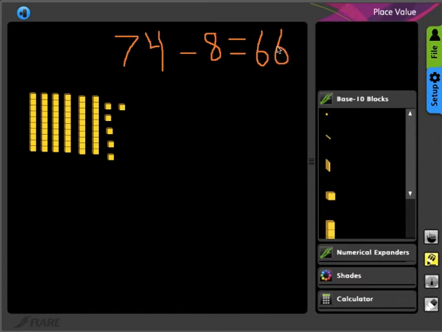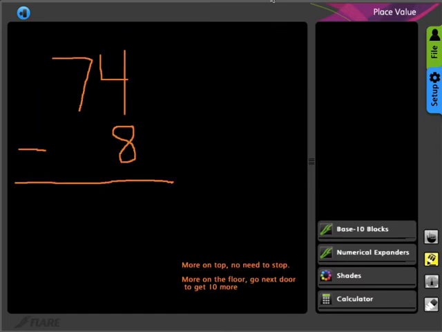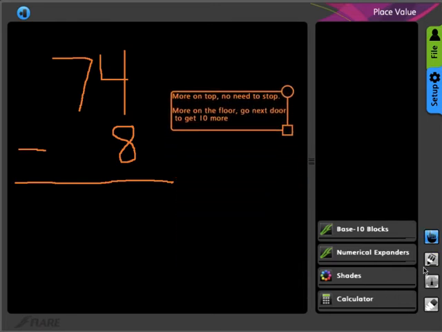I know though, a lot of us have liked to use the strategy where we write it vertically, so up and down. Now I'm going to give you a chance to solve it that way. There's a little rhyme I want you to remember to be able to solve these problems. Okay? The rhyme is more on the top, no need to stop. More on the floor, go next door. So the first thing you're going to do, we'll talk about that rhyme in a second.